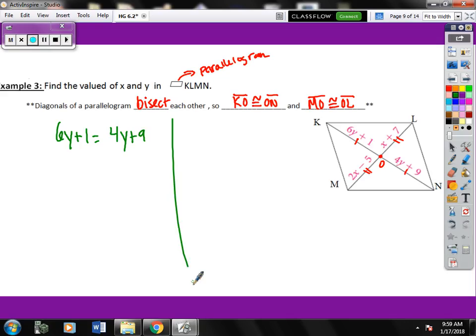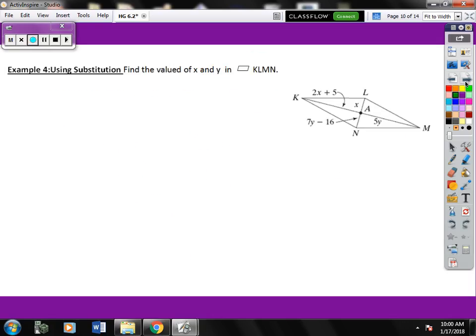Don't solve it. We don't have time to solve it, but you know how to solve. And you would also set 2x minus 5 equal to x plus 7. And then you would solve this, but we're going to skip that right now because you should be able to solve a single variable equation. We want to look at the harder one, which is number 4. Number 4 looks almost identical, a little slanted picture.